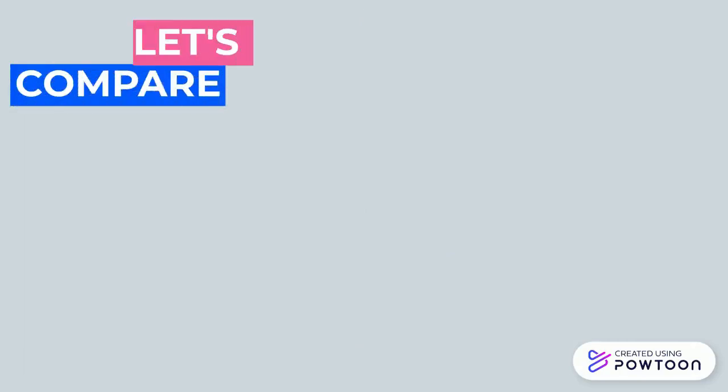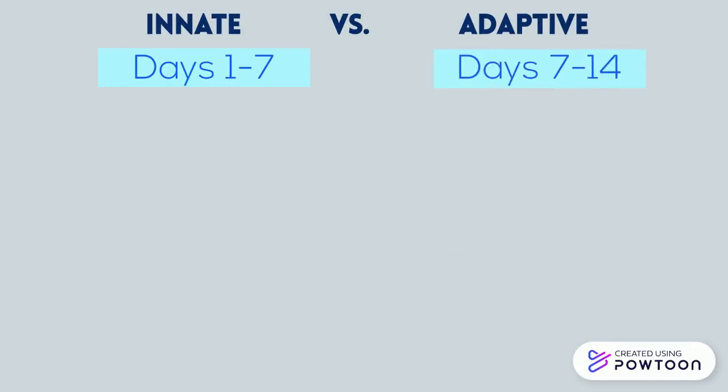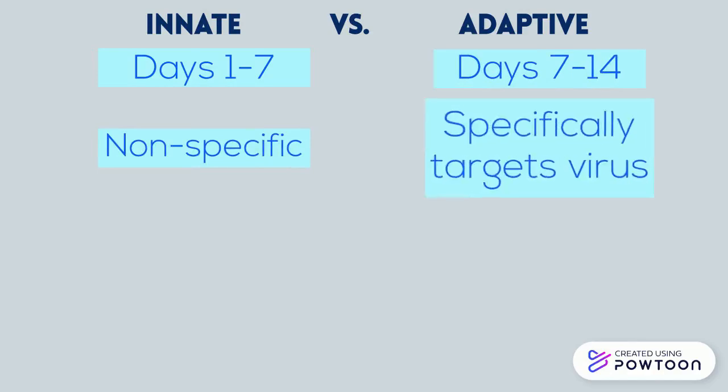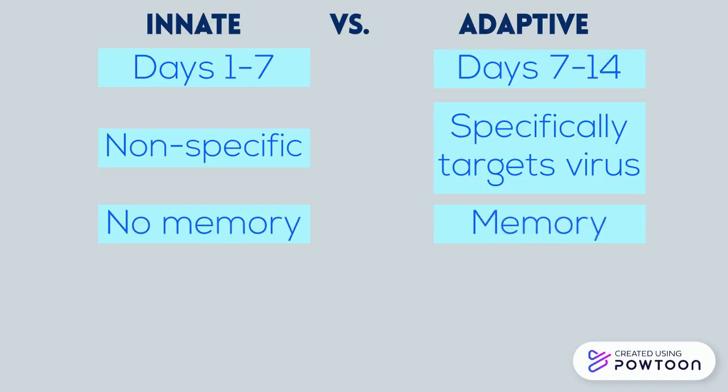Let's talk about the differences between the innate immune response and the adaptive immune response. The innate immune response occurs between days 1 to 7 after the pathogen enters the body, whereas the adaptive immune response occurs between days 7 to 14. The innate immune response is nonspecific. The adaptive immune response specifically targets the virus. The innate immune response has no memory. The adaptive immune response does. The innate immune response is short-term, whereas the adaptive immune response produces antibodies to give us long-lasting immunity.